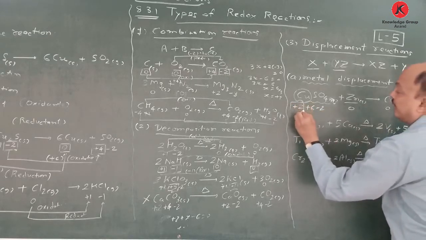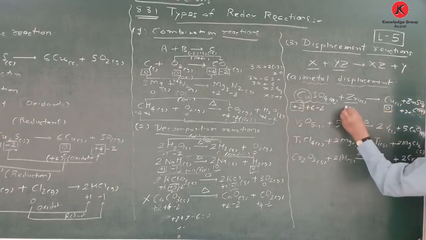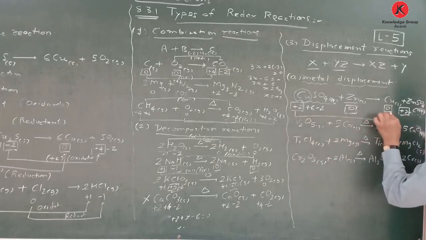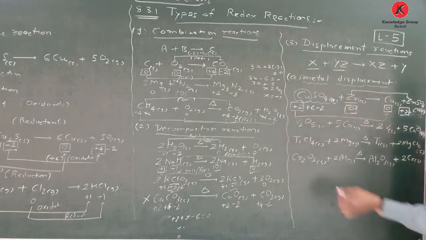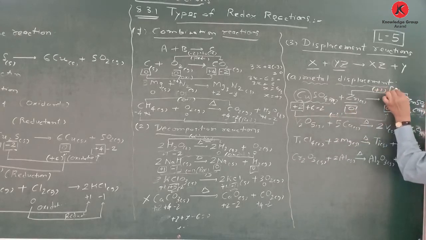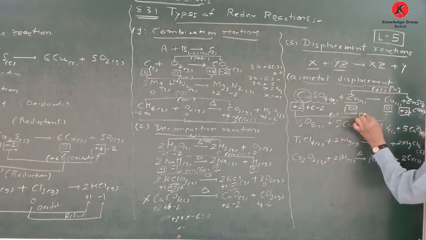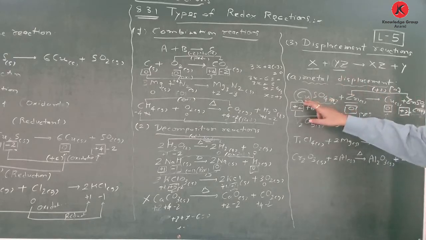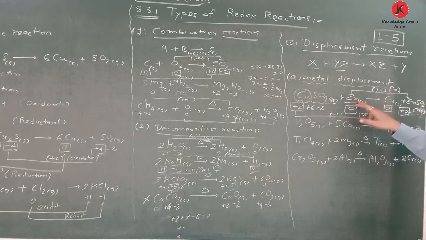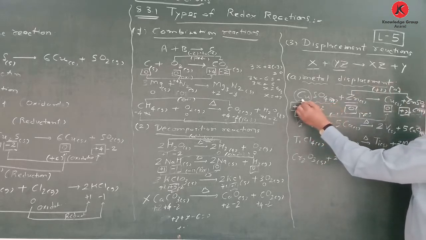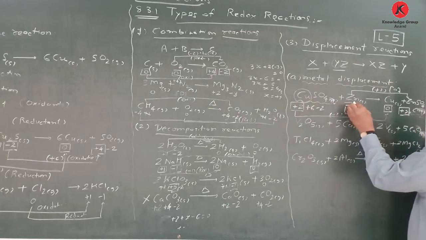So plus 2 to 0, and 0 to plus 2. Plus 2 to 0 is a decrease of 2, and 0 to plus 2 is an increase of 2. This is oxidation, and the other is reduction. So what happened? Copper is displaced by Zn. This reaction is considered a displacement or substitution reaction. This is a metal substitution reaction. In CuSO4 aqueous, the metal is copper, and in the free state the metal is Zn.